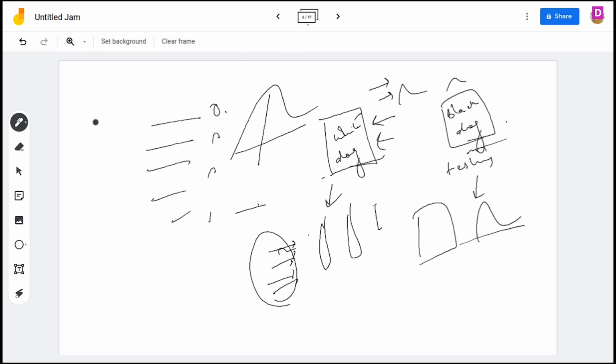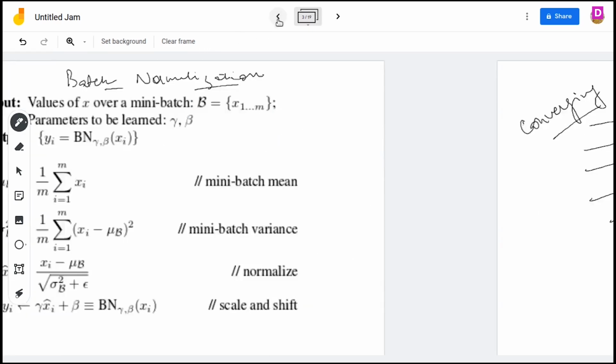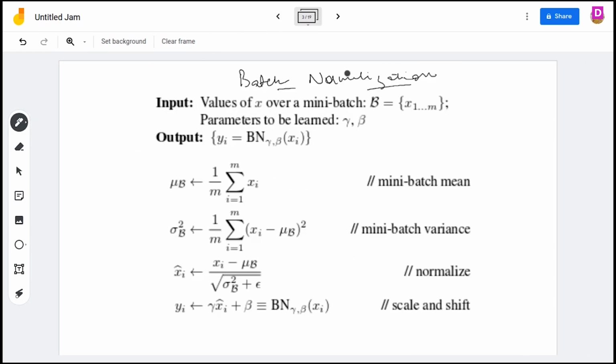accurate results. Also, it has been seen that batch normalization helps in converging, so you can get to the results faster. That is one of the very good things about batch normalization. Okay, now let us talk about how this works. Batch normalization is basically normalization, so whatever values you input will be normalized. Here is what happens.